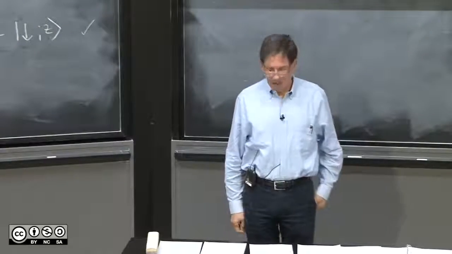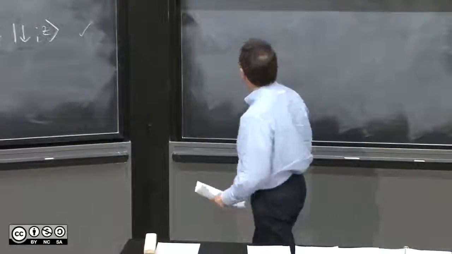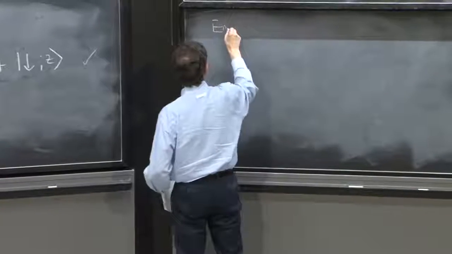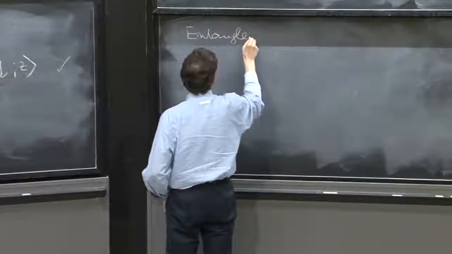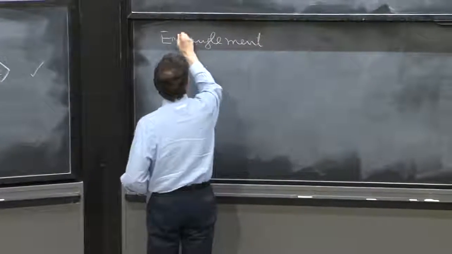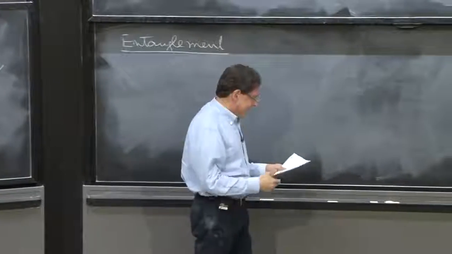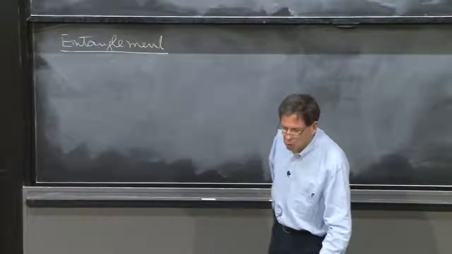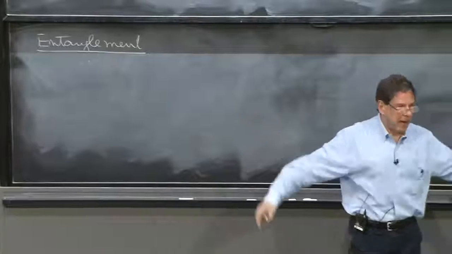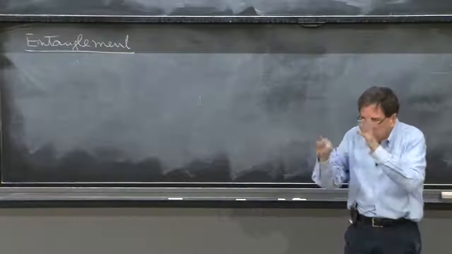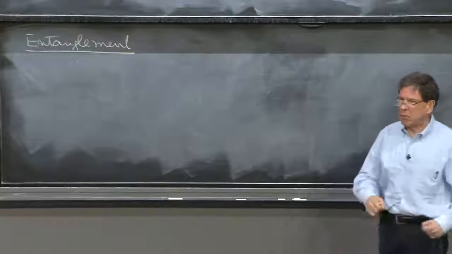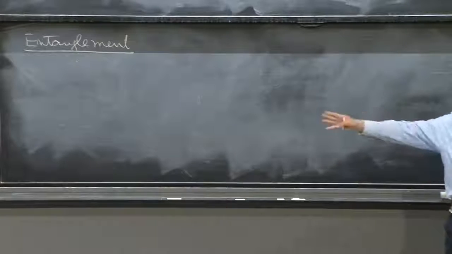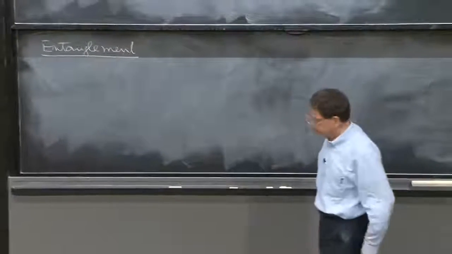Let's talk now about entanglement. So we talk about entanglement when we have two non-interacting particles. You don't need a strong interaction between particles to produce entanglement. The particles can be totally non-interacting.